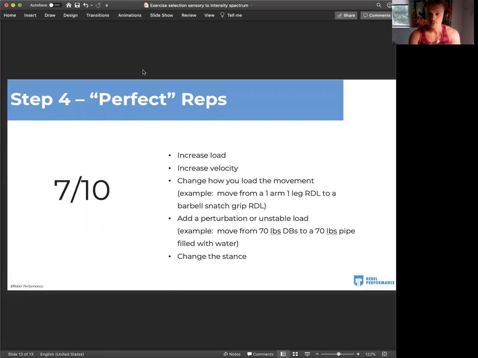I could add a perturbation or an unstable load, right? Greg Robbins talked about that on the podcast we did a couple of weeks back. Highly recommend listening to it. I think he did a good job explaining it, right? You could also change the stance. And these are just a few of the options, a few of the things that you can turn to help ramp the exercise up so that you're appropriately meeting the athlete where they are and challenging them so you can get the change and adaptation you're seeking, okay?